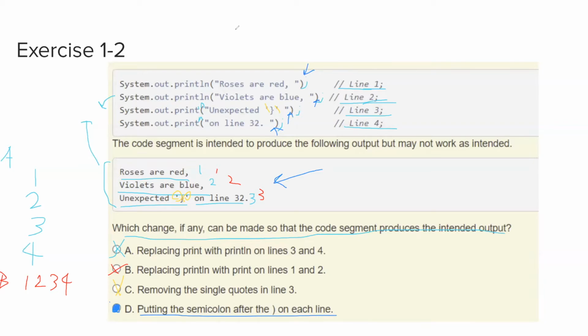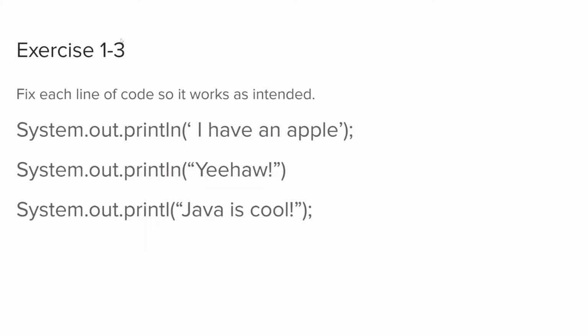Okay. All right. Let's move on. So this is our last question for this set. Let's just try to fix each line of code. So we have 3 and each one has an error in it, okay? So we can look at number 1.